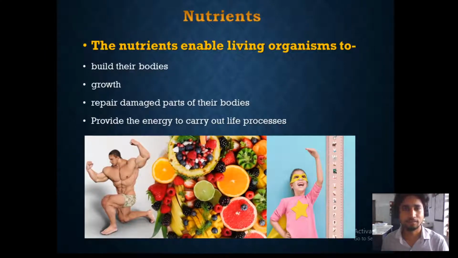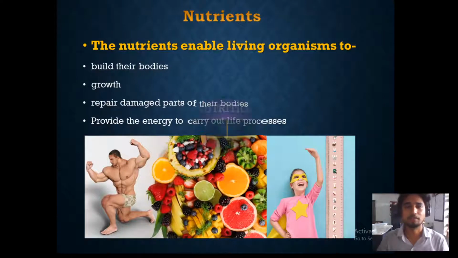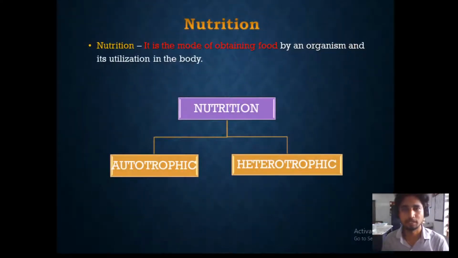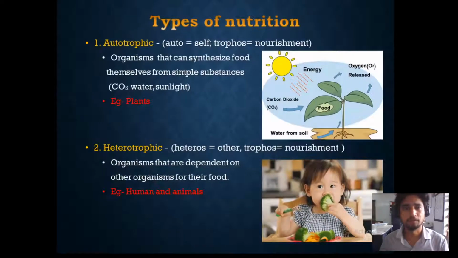In our previous class, we learned about nutrients and discussed nutrition and the types of nutrition, under which we have seen autotrophic nutrition and heterotrophic nutrition. We said that autotrophic organisms can synthesize their own food. An example is plants. The other type is heterotrophic nutrition, and heterotrophic organisms are the organisms which cannot synthesize their own food, so they need to depend on other organisms for their food. Examples are humans and other animals.